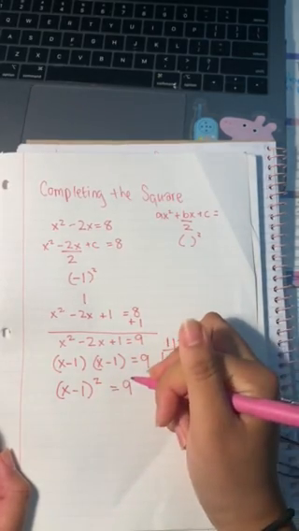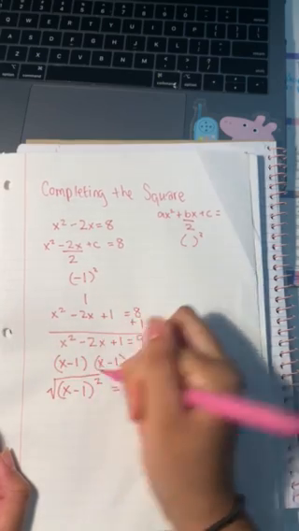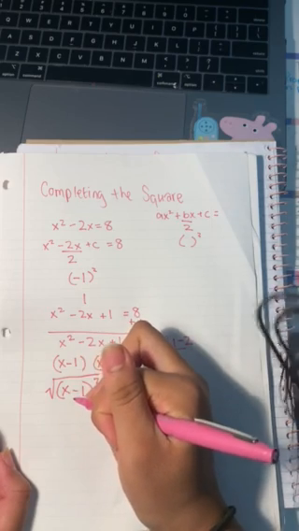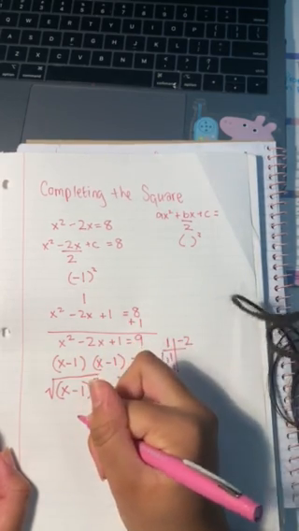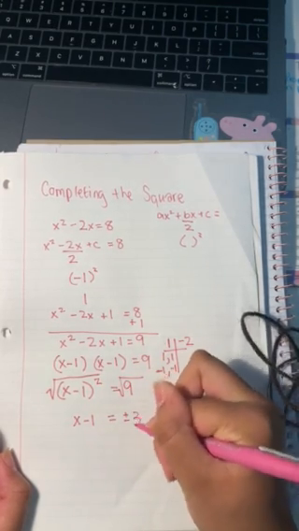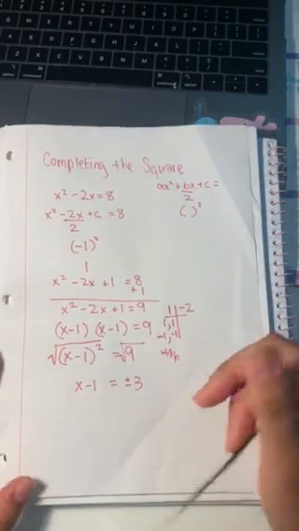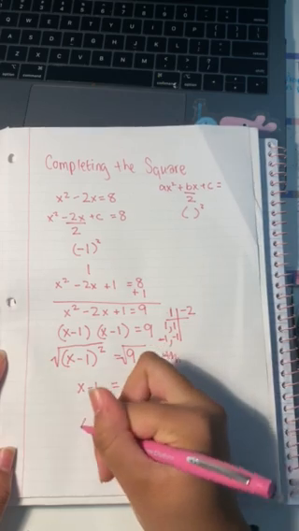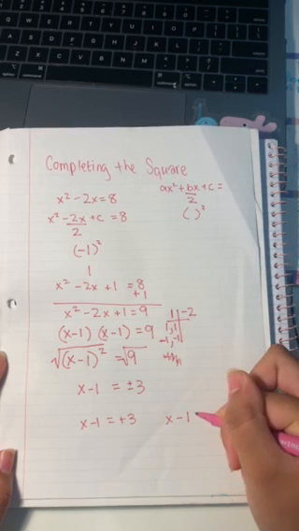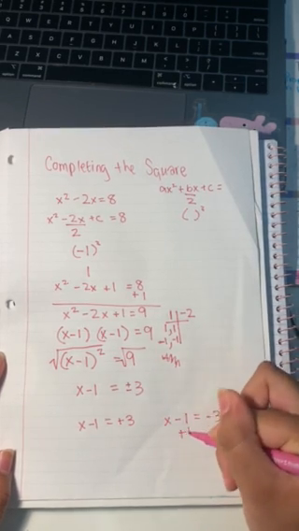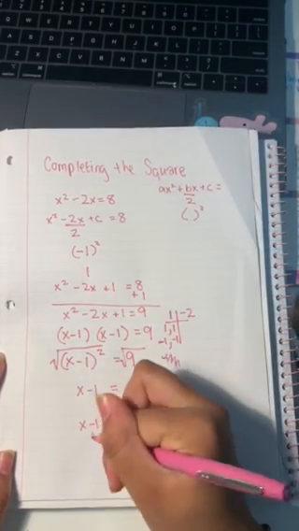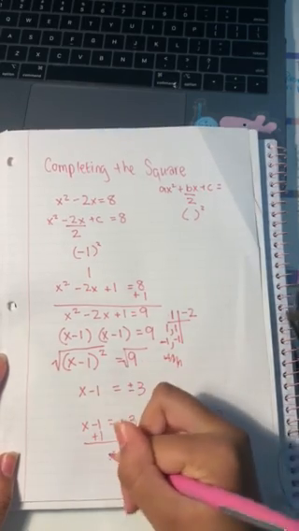So for the square root property, we will take the square root of this side and the square root of that side, to get x minus 1 equals positive or negative 3. And now you can just solve it like a regular algebraic equation. You get x minus 1 equals positive 3 and x minus 1 equals negative 3. So you add the 1 on this side and the 1 on the other side, and you get x equals negative 2. And adding the 1 on both sides of the other equation, you get x equals 4.